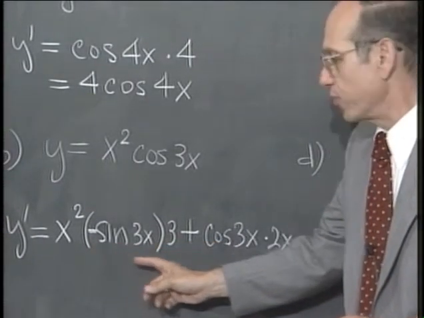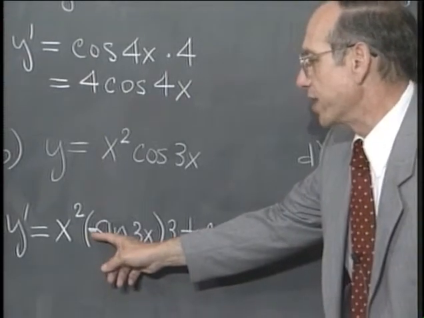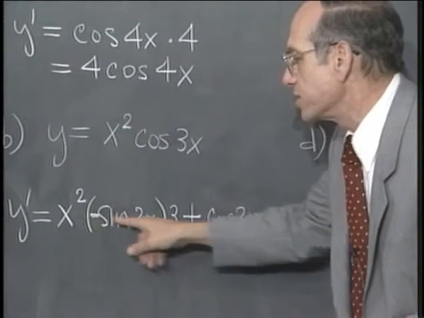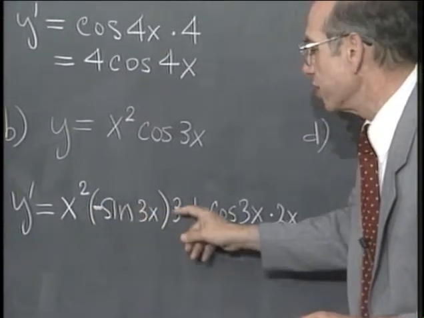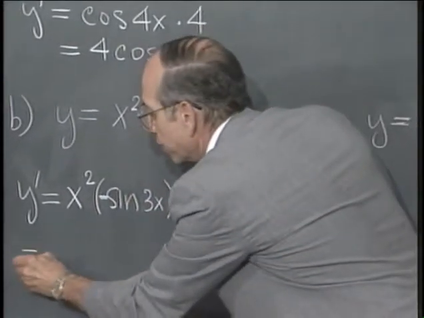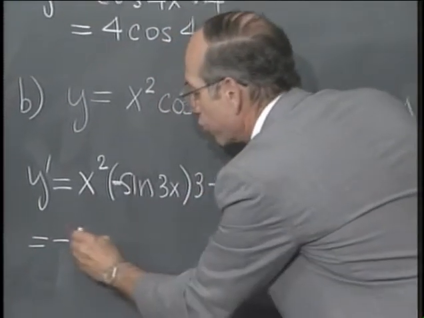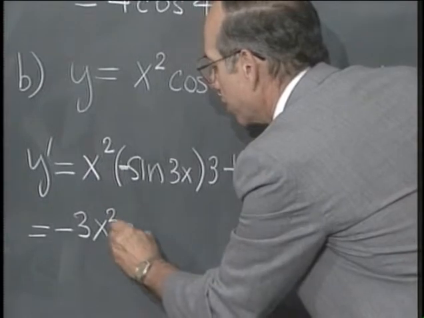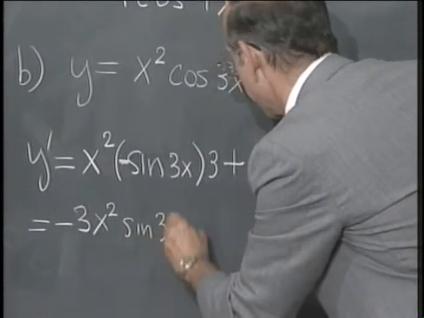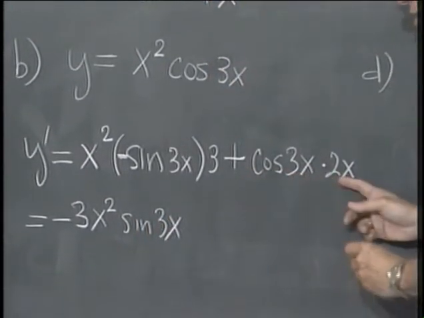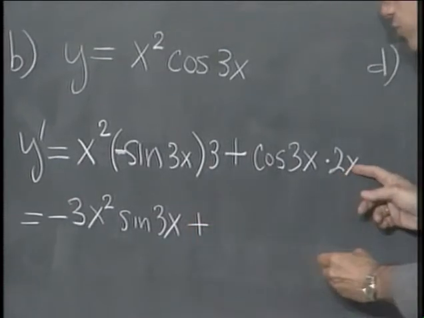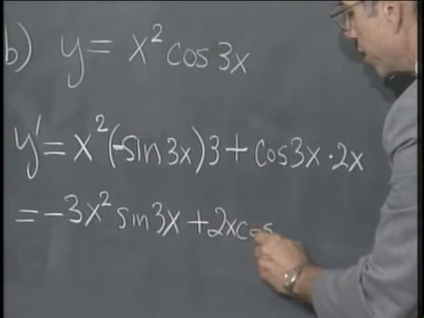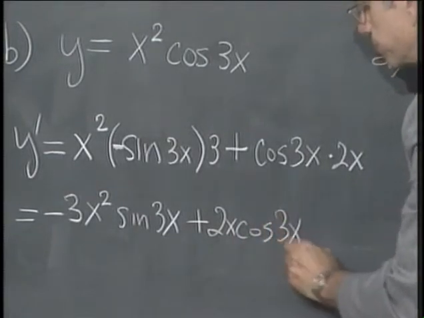Now this is so messy looking. I really would like to simplify it a little bit. First of all, I don't like that minus sign there. Remember, this is a product. This is not x squared minus this. It's x squared times this. So let's bring that minus sign out in front. And we have minus, here's a 3. These are all multiplied together, times x squared times the sine of 3x. And again here, let's put the algebraic factor in front. So we have plus 2x times the cosine of 3x.